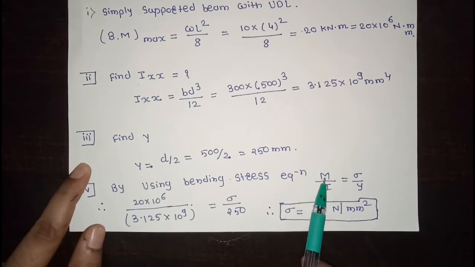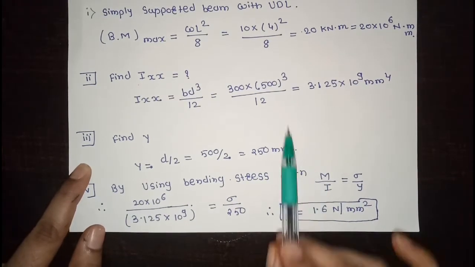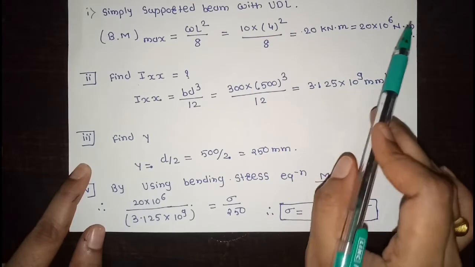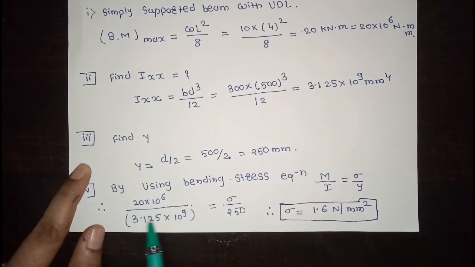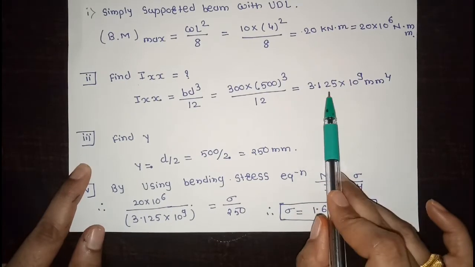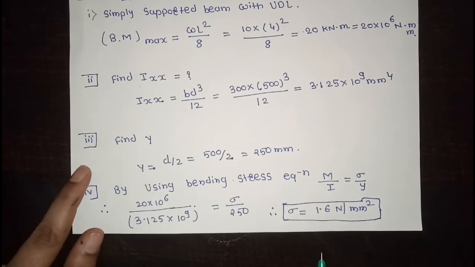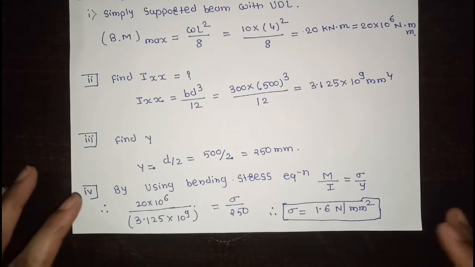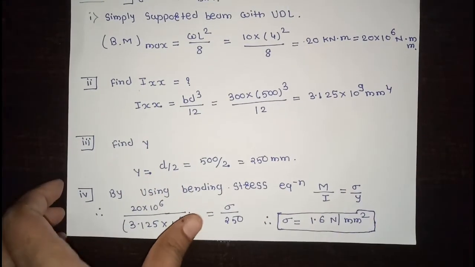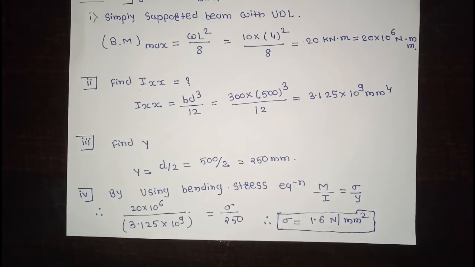What is the value of M? M is 20 into 10 to the power 6. Then divided by I, 3.125 into 10 to the power 9 is equal to sigma divided by 250. What is the value of y? 250. So then we get sigma is equal to 1.6 Newton per mm square. Okay, so draw the bending stress distribution diagram.